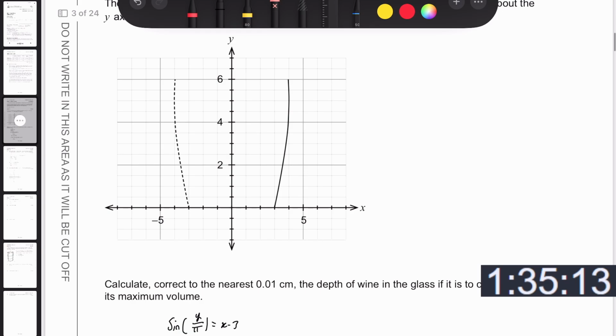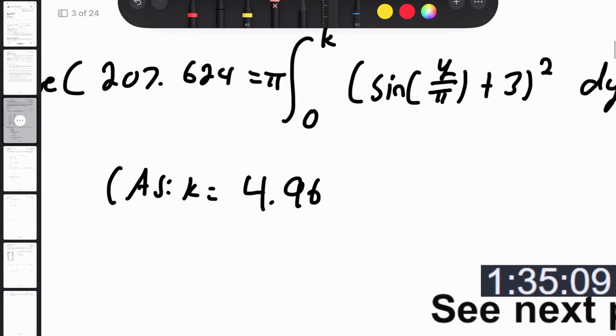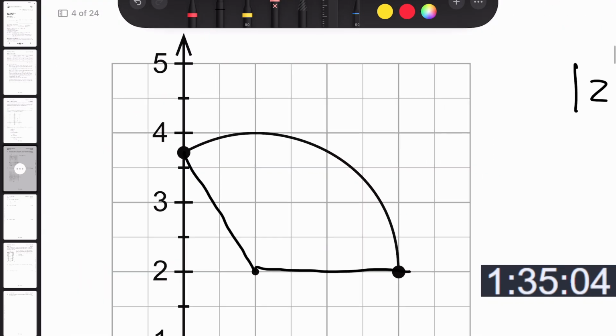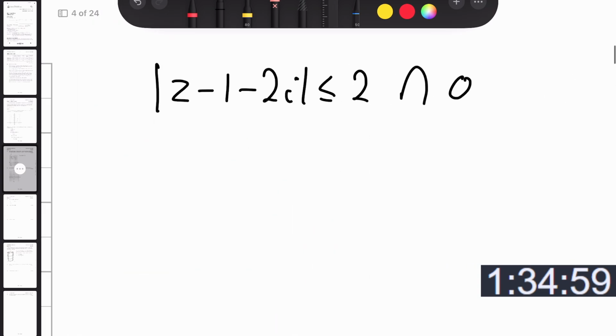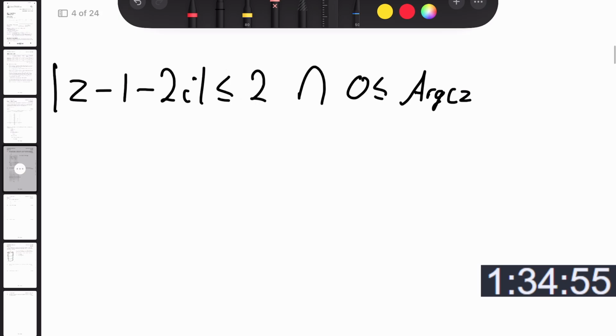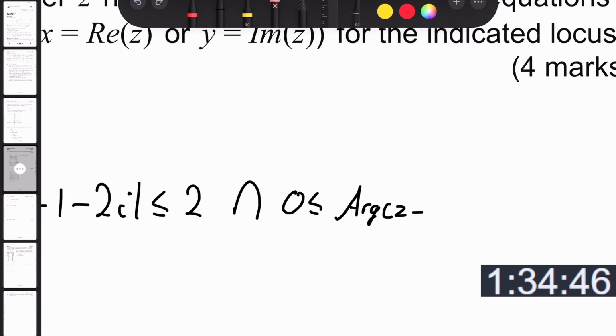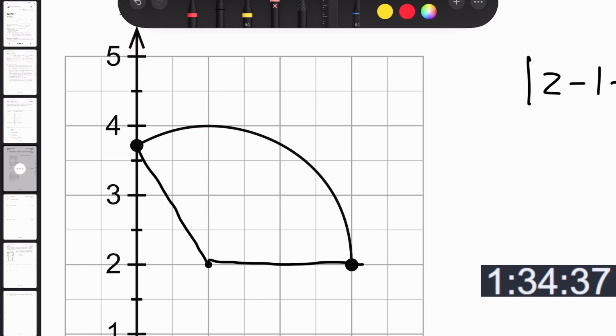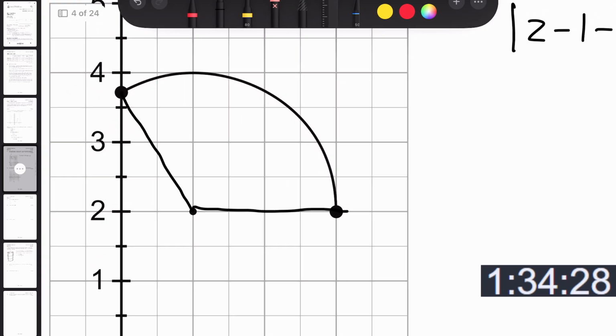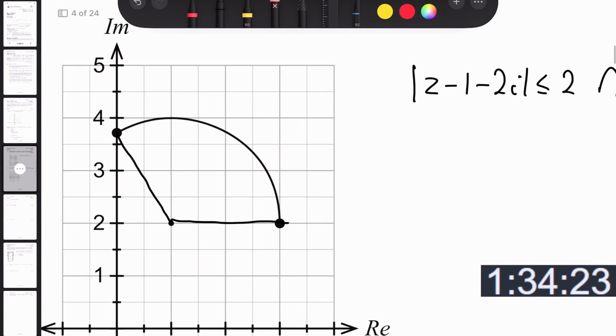so here this is 4.97, 4.96 centimeters. Okay, and the lower bound of the argument is going to be 0. So you've got an argument of z from 1 minus 2i, and this must also be less than inverse tangent. x minus 1 squared plus y minus 2 squared equals 4.